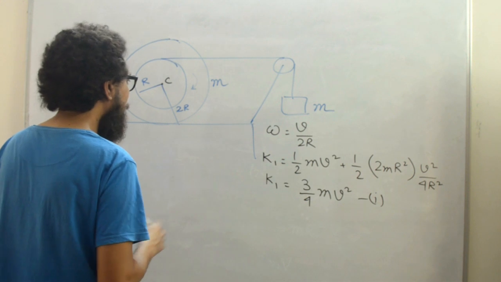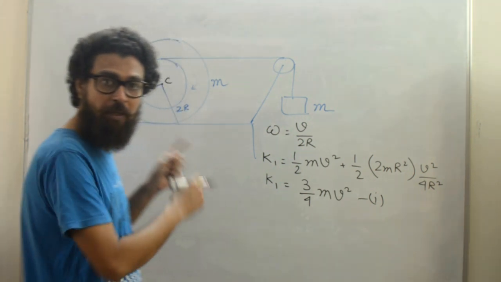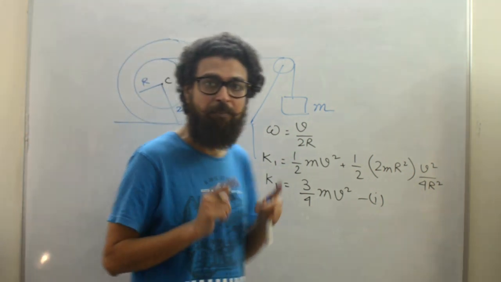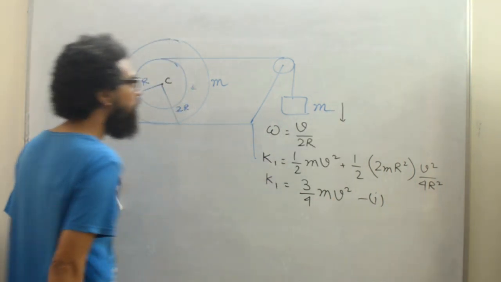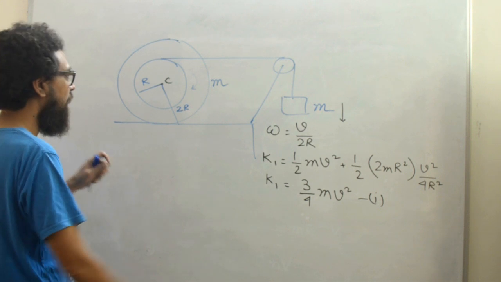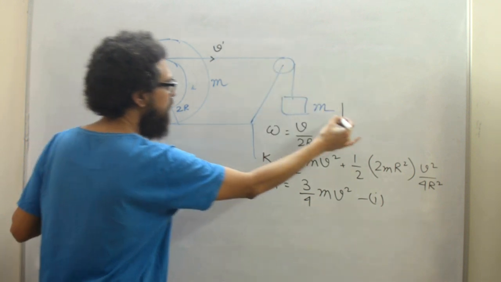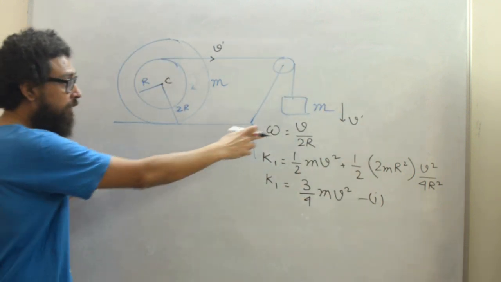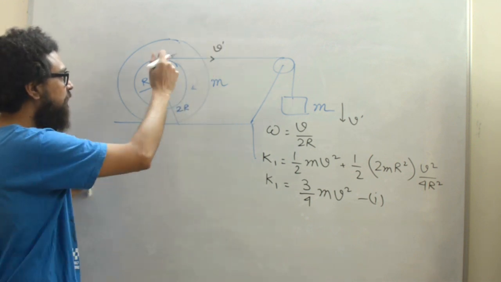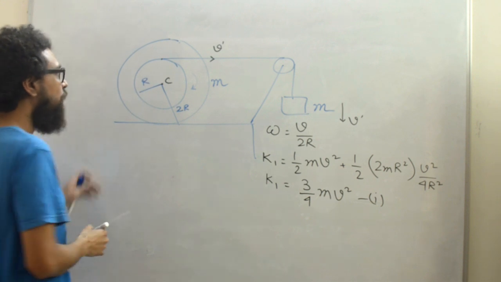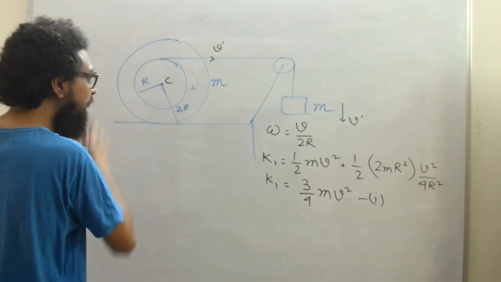And they have asked us to find out the ratio for the kinetic energy of the system and this block. So what about this block? What can I say about this block? The block is falling down with a velocity which is the velocity of this string, whatever it is, say v dash. This is the velocity of the center of mass, and v dash is the velocity of this.